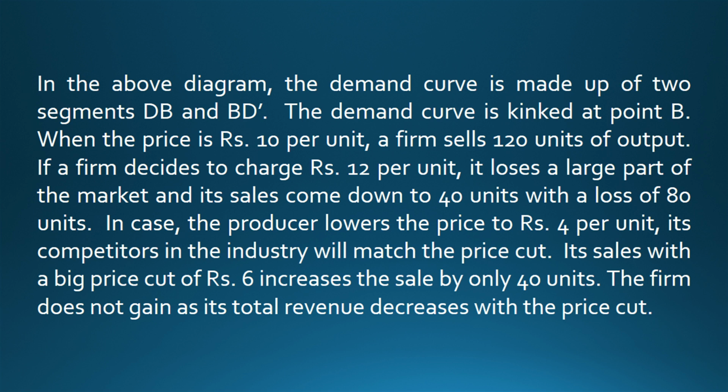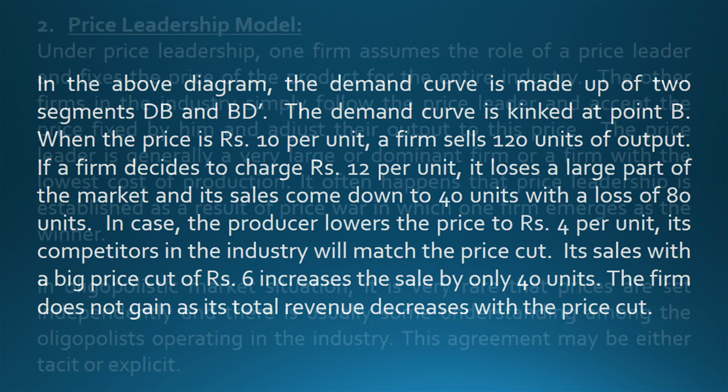In case the producer lowers the price to 4 rupees per unit, its competitors in the industry will match the price cut. Its sales, with a big price cut of 6 rupees, increase by only 40 units. The firm does not gain, as its total revenue decreases with the price cut.